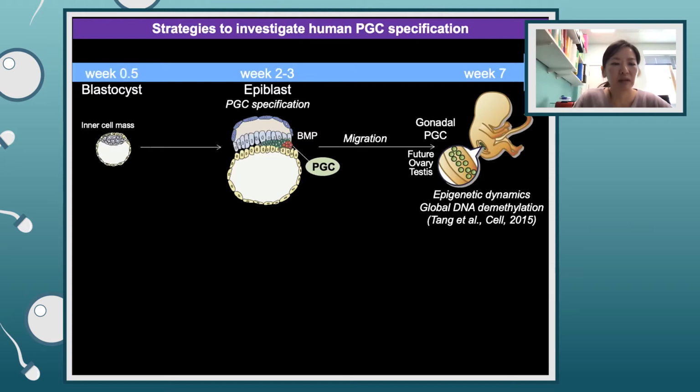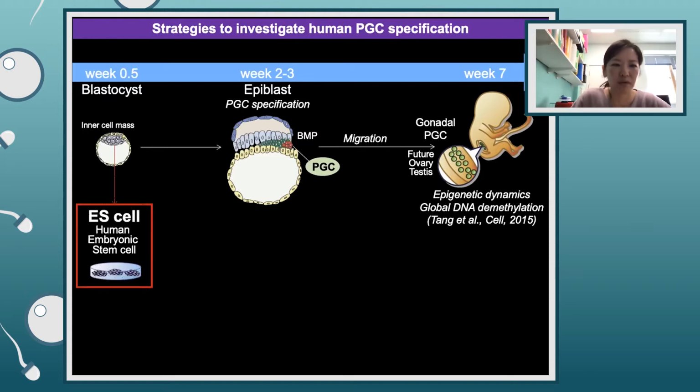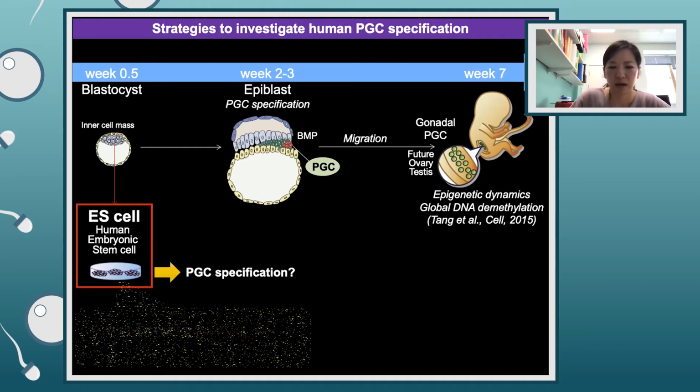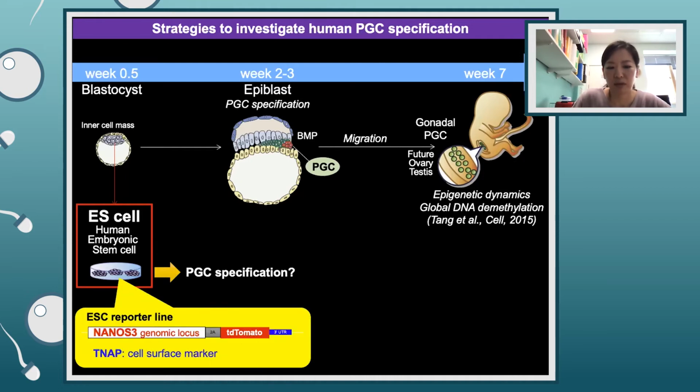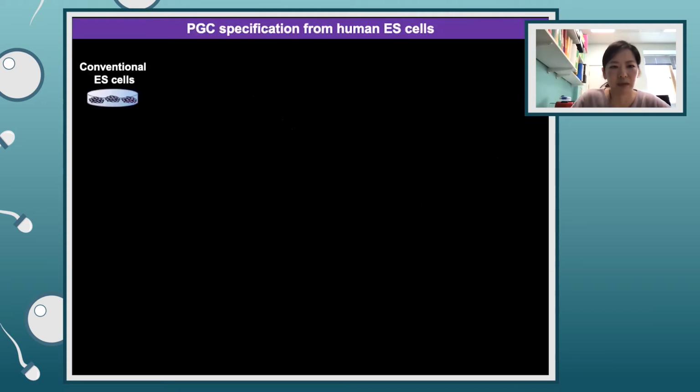And importantly, we can make use of human embryonic stem cell culture, which is derived from the earlier stage of the embryo called the blastocyst, to address how human PGCs are specified. So first, we made a NANOS3 reporter and established a detection system for TNAP to be able to detect PGC specification from human embryonic stem cells.